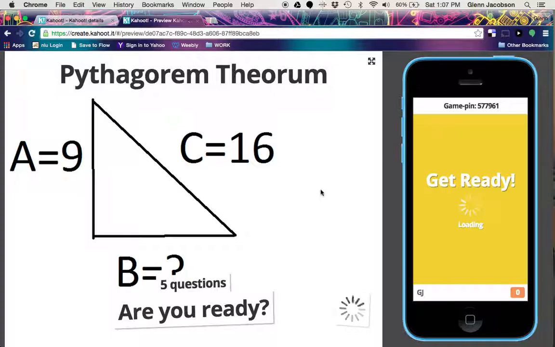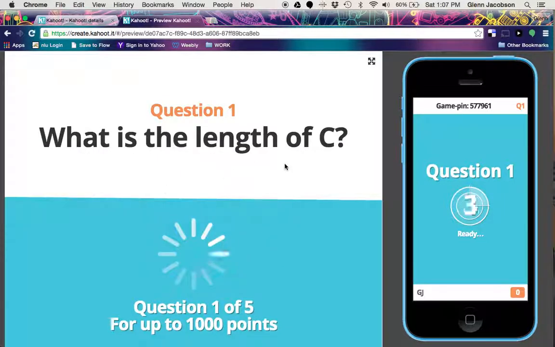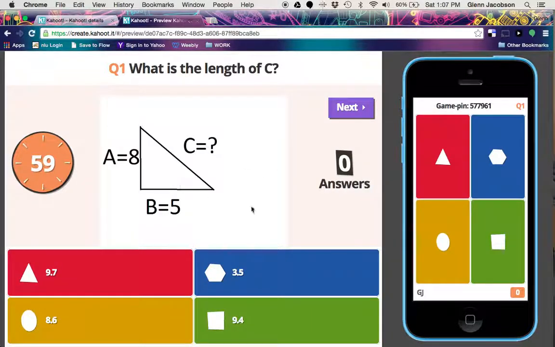This is just the title screen, 5 questions. So this is Pythagorean theorem. I picked this one out specifically because there are some good things about it, and there's some bad things about it. And in this case, we'd have 8 squared plus 5 squared, a squared plus b squared plus c squared. I won't go into all the details, but the answer for this one is 9.7.